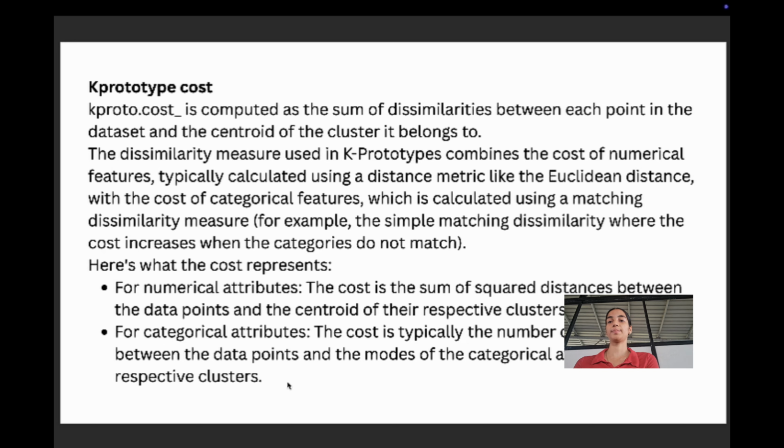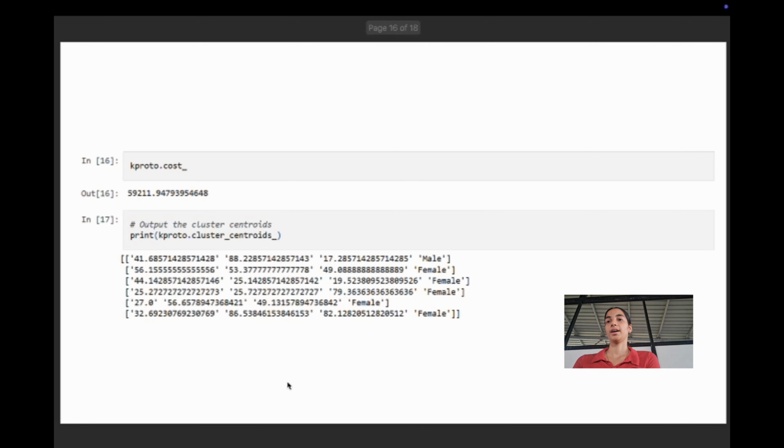Here's what cost represents. For numerical attributes, the cost is the sum of squared distances between the data points and the centroids of their respective clusters. For categorical attributes, the cost is typically the matching distance between the data points and the modes of their respective clusters. This is the implementation of the cost.